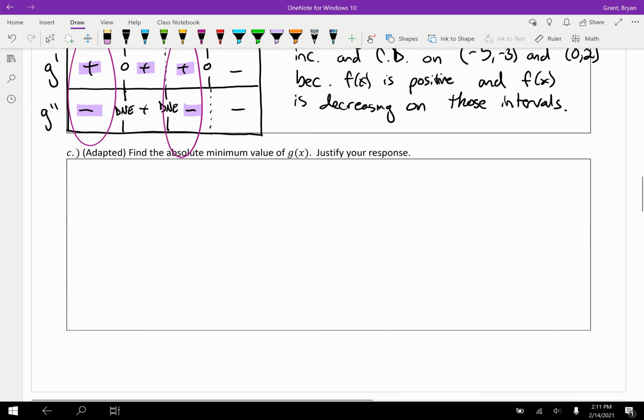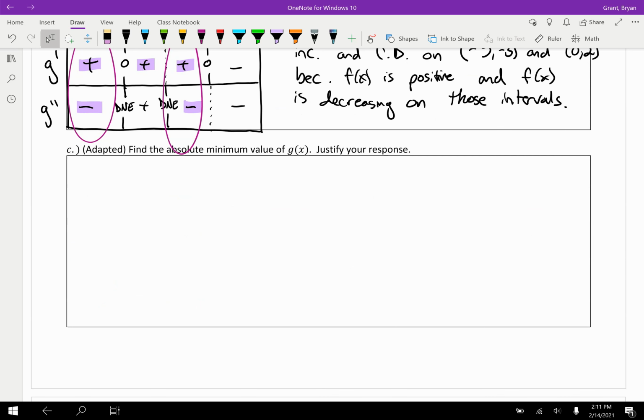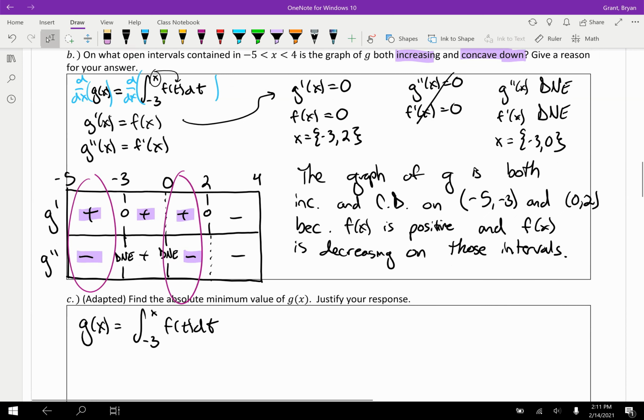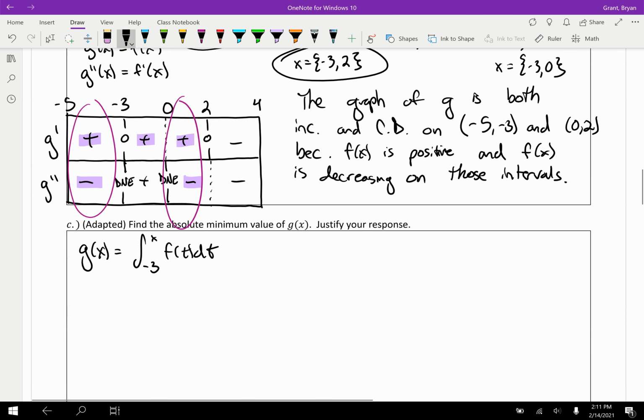Last but not least, find the absolute minimum value of g of x. Okay, well, just to remind you, g of x was given as that equation, the integral from -3 to x of f of t dt. Whenever you find absolute minimums or maximums, the first step you do is you take the derivative and find the critical points. But we did that earlier. We took the derivative and found the critical points. Then it becomes the candidates test.